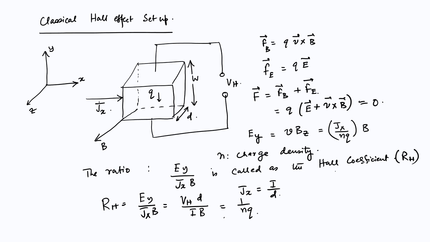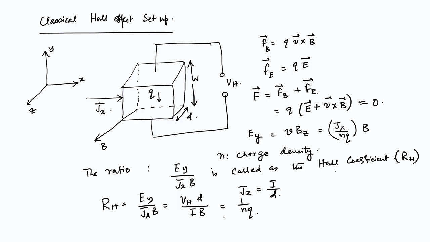So how you actually apply the magnetic field, that's the question. What you do is put the sample in between the pole pieces of an electromagnet, such that the magnetic field penetrates the sample, and that becomes your Z direction, which is shown here.